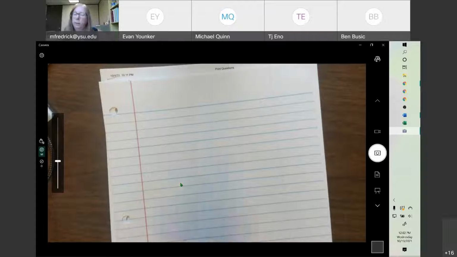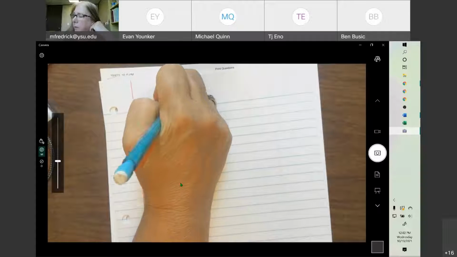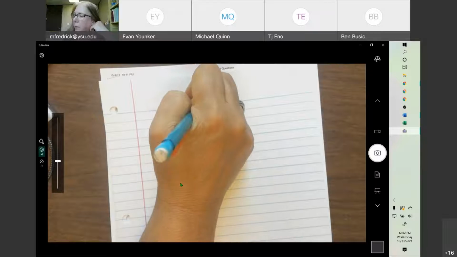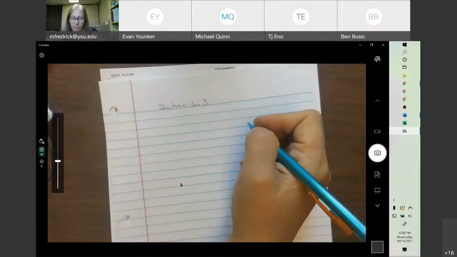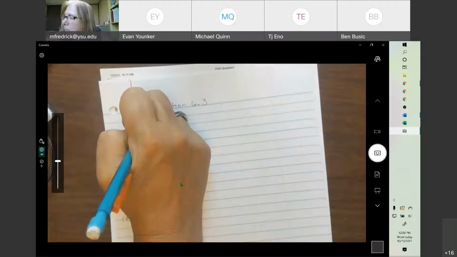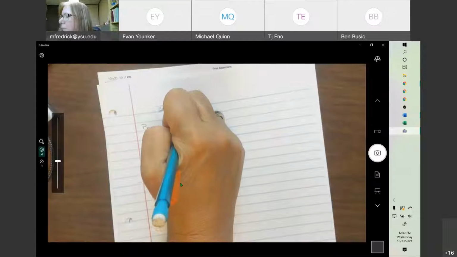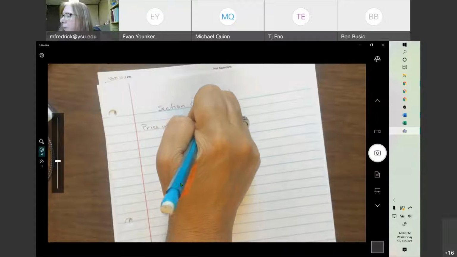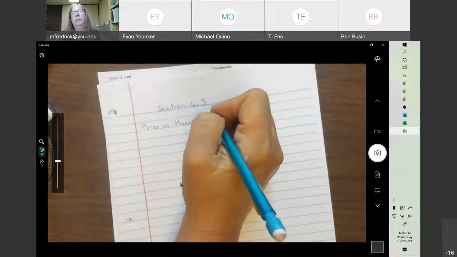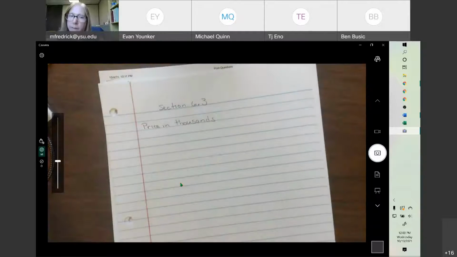Okay, let's try. We were in section 6.3. I want to do a story problem, because it kind of uses information from the last chapter, because you need to find the vertex.